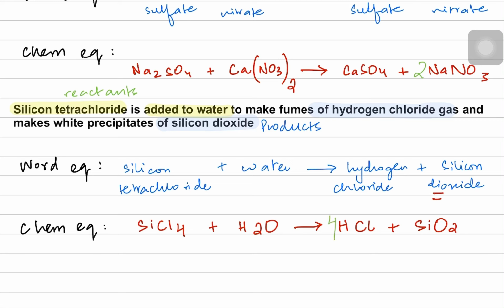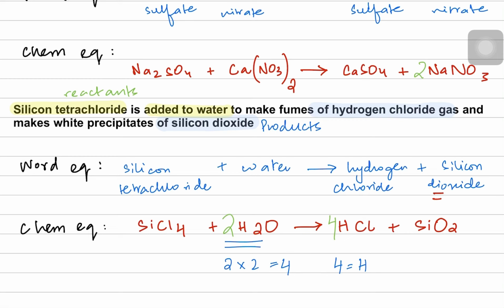Now you can see there are 4 H's on the right side but only 2 H's on the left side. So they are not balanced. We can balance it by putting a big number 2 before the water. This way the water will become twice. Now you can see the hydrogens on the left side are 2 times 2 is equal to 4, and on the right side it's already 4.